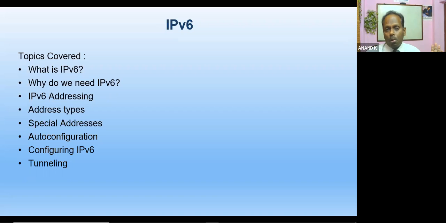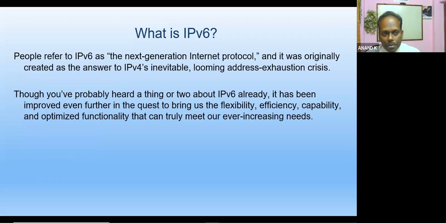How big is your house? Oh, my house is as big as a cricket ground. Oh, that big, now I understood. Like that, it's only a comparison. So IPv6 has a very big address space. If you want, you can use a calculator to find the value of 2 power 128. You will get that many number of IPs. So why IPv6? The only answer is that it's created as the answer to IPv4's inevitable looming address exhaustion. Whenever the exhaustion of IPv4 happens, it is inevitable that you have to have the V6 address space.